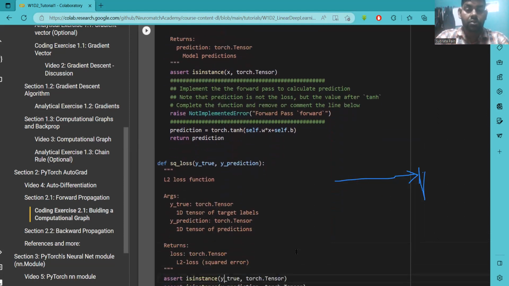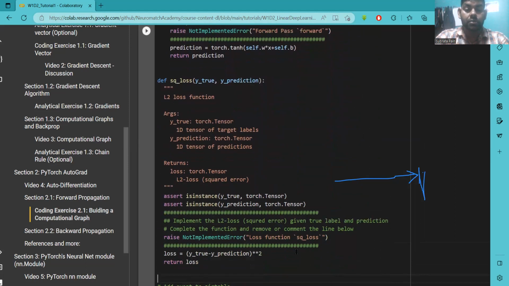And what would be our loss term? It is very simple to define. So the loss term is defined as the mean squared error loss, that is y true minus y predicted, the whole squared. So that's it.